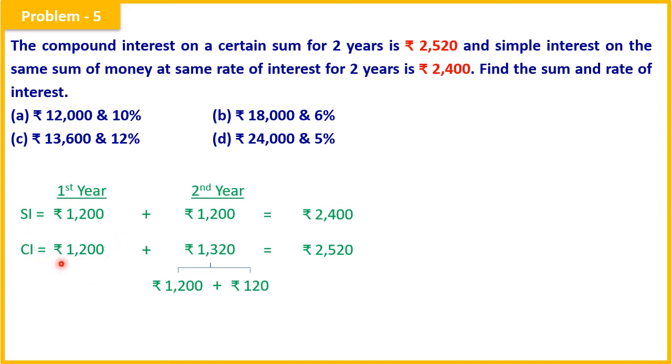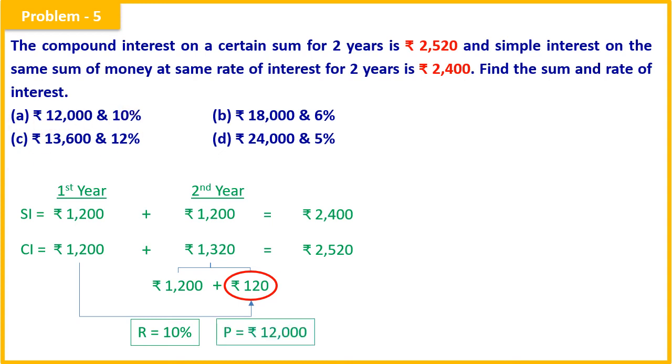So we need to find out this 120 rupees is what percent of 1200. It is 10%. So the rate of interest is 10%. Now we also need to find the principal. The 1200 rupees received as interest in the first year must be 10% of some value. So it must be 12,000 as the original principal, of which 10% is 1200. So here the principal is 12,000 and the rate of interest is 10%.